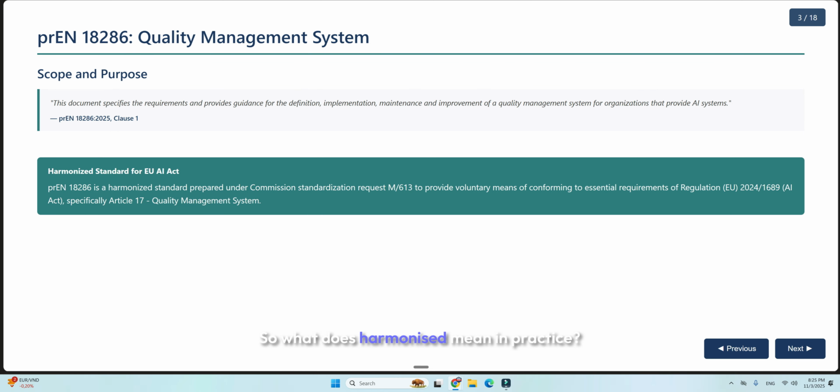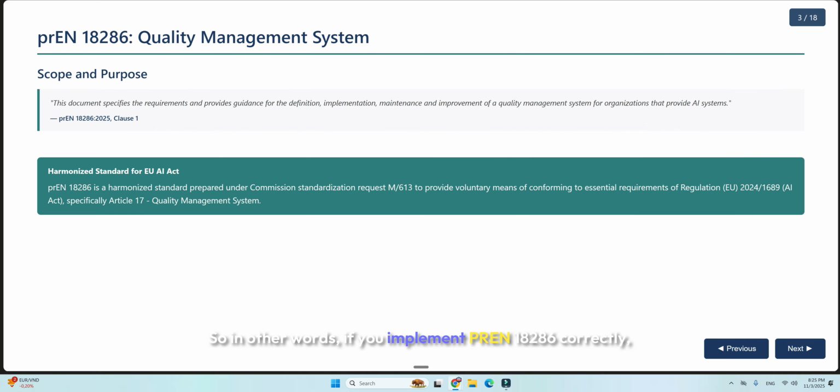So what does harmonized mean in practice? It means that once this standard is cited in the Official Journal of the European Union, compliance with its requirements creates a presumption of conformity with the corresponding articles of the AI Act. So in other words, if you implement prEN 18286 correctly, you have a recognized pathway to demonstrate compliance with Article 17 of the EU AI Act, the article that requires providers to establish a quality management system.